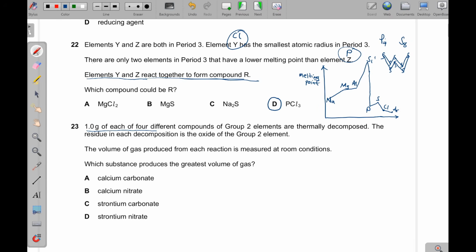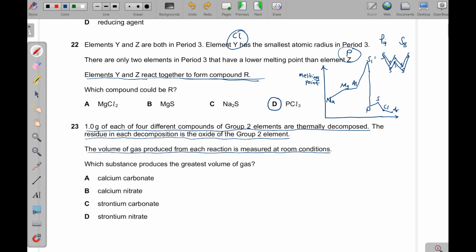Question 23. 1 gram of each of 4 different compounds of group 2 elements are thermally decomposed. The residue in each decomposition is the oxide of the group 2 element. The volume of the gas produced from each reaction is measured at room conditions. Which substance produces the greatest volume of gas?